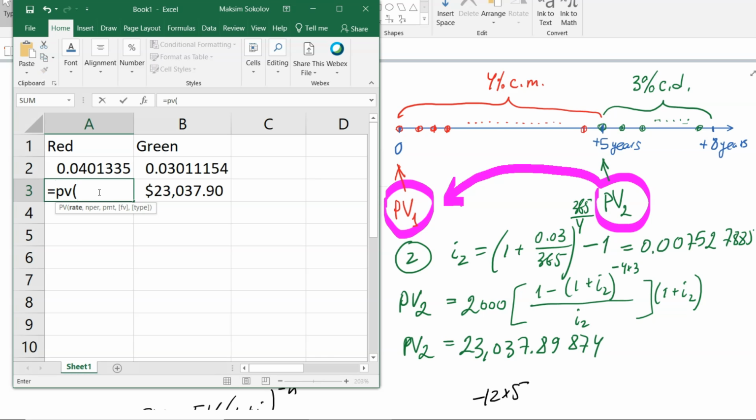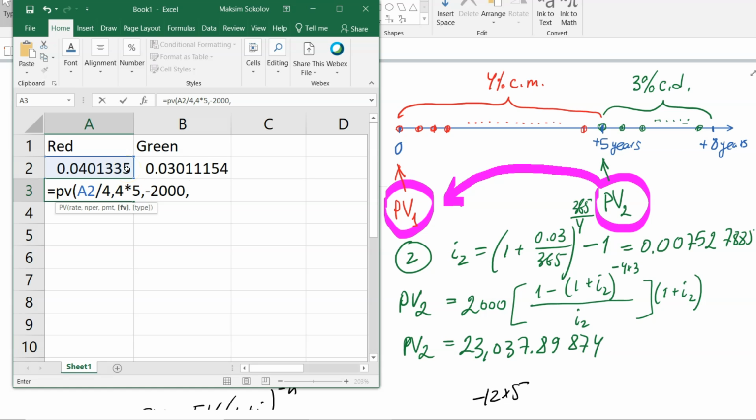It's going to be present value. The rate is going to be in A2. We divide it by 4 because A2 contains the nominal rate and we need to find the periodic rate. The number of periods is 4 times 5 because there are 5 years in that red period and the rate is compounded quarterly in that red period. Payment is going to be 2000.